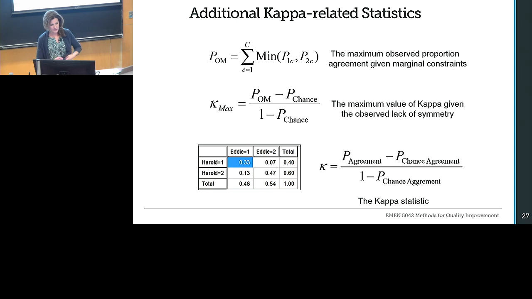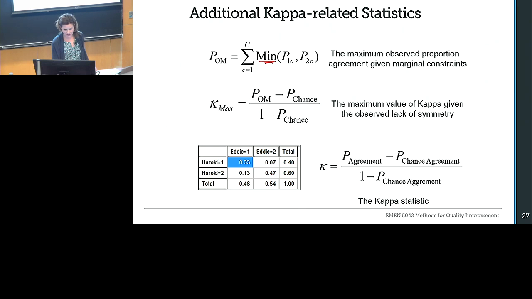Okay, so the first statistic here that we are going to take a look at is this statistic called proportion of observed maximum, aka POM. Okay, we'll just call it POM. It's easier that way, right? And so POM is going to be the maximum amount of agreement they could have. Whatever the minimum is of the proportion of agreement given these marginal cells. So really, if we look at this, it's based on the minimum values.